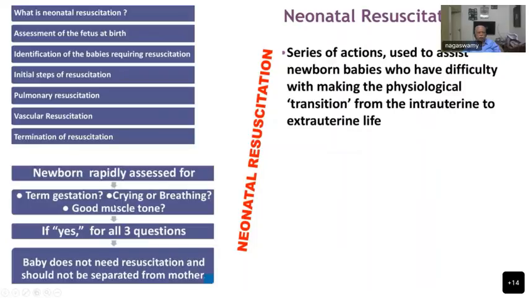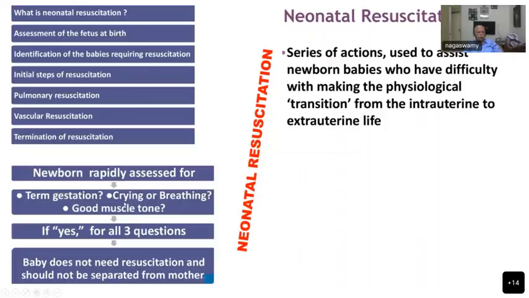It's all time-restricted activities. You have to complete everything within 1 minute's time. So very, very important. You can't be wasting time on assessment before taking your next step. For a term baby, you will know even before the baby is delivered by asking the physician whether the mother is delivering a term baby or not. This is very easy to find out.